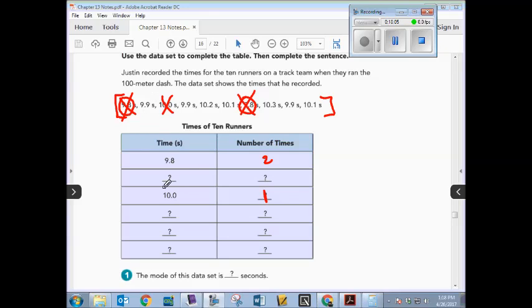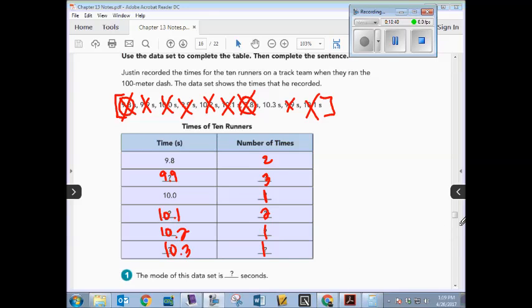Okay. Now we'll do the next time. We'll do 9.9. Okay. So 9.9 happened 1, 2, 3. So we should have a 3 there. Okay. Then we're going to have 10.1. That happened 1, 2. Okay. 10.2 would be 1 time, looks like. And then 10.3, it happened 1 time as well.